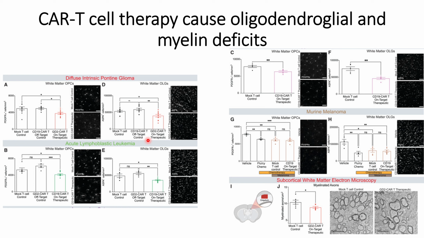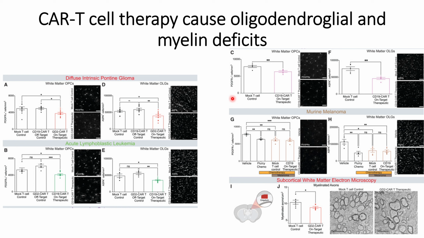Then they checked it for the acute lymphoblastic leukemia CAR T cells. Here also they see similar results: on-target CD19 CAR T cell therapies cause reductions in oligodendroglial precursor cells, and also reductions in white matter oligodendroglials in the CD19 CAR T on-target therapeutic approach, compared to the controls, that is mock T cells or GD2 CAR T off-target.